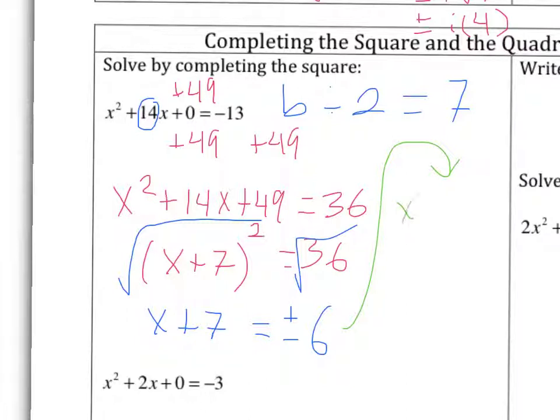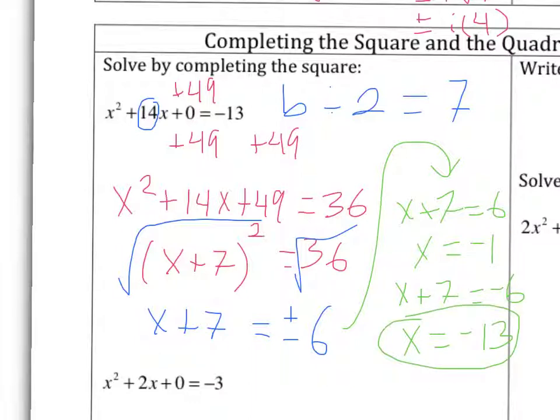I'm going to have x plus 7 equals 6, and that's going to tell me that x equals negative 1. And x plus 7 equals negative 6. That's going to tell me that x equals negative 13. I have 2 answers once again. There's one answer. There's my other answer. All right.